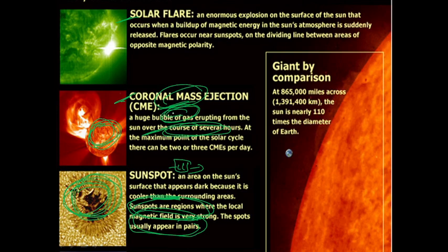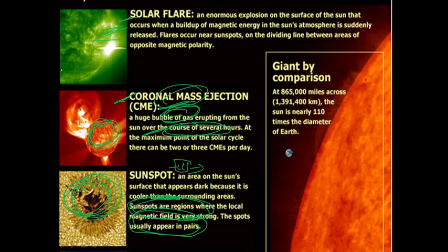There can sometimes be 2 to 3 CMEs per day. But solar flares are quite different compared to CMEs. Why? Because a solar flare consists of an explosion on the surface of the sun. A coronal mass ejection is gas erupting and coming out of the sun like a bubble, whereas in a solar flare, there is an eruption on the surface of the sun itself.